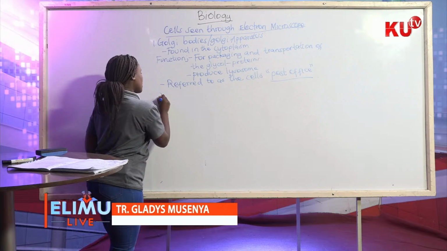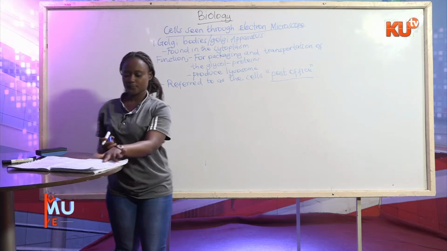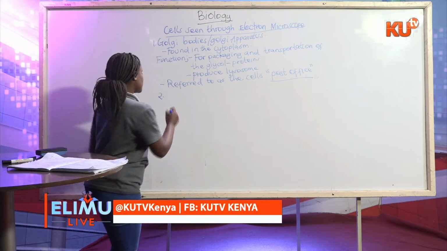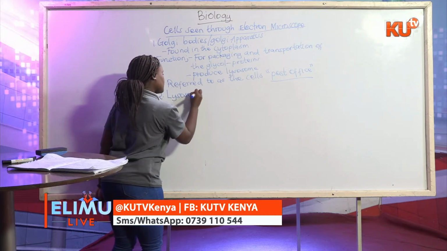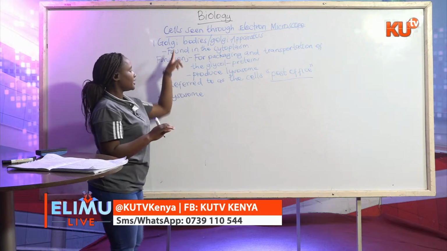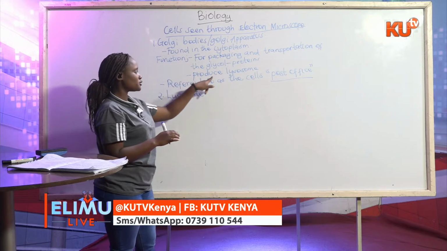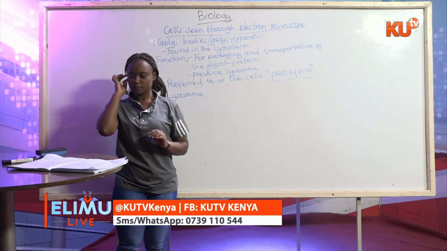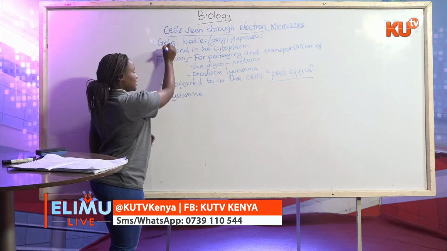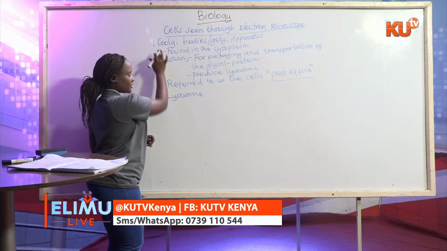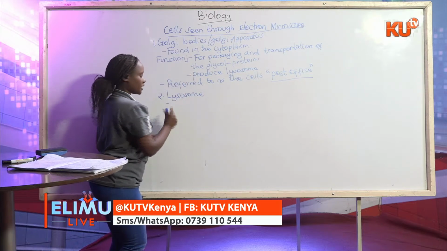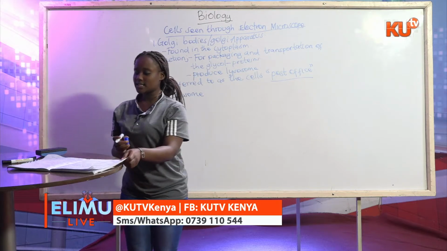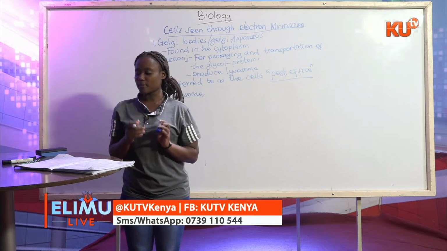Now we go to our second, the lysosome. In the Golgi apparatus, we said it produces the lysosome. So it is produced in the Golgi apparatus or the Golgi bodies. Now let's talk about the lysosome. It is involved in the breakdown of microorganisms.